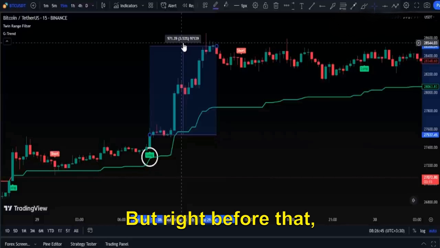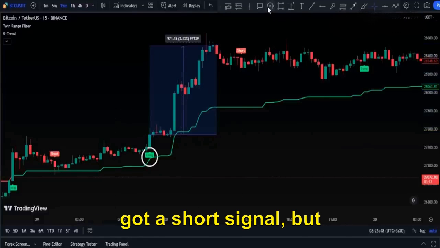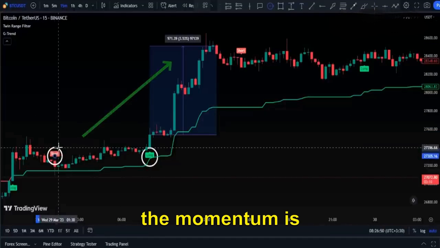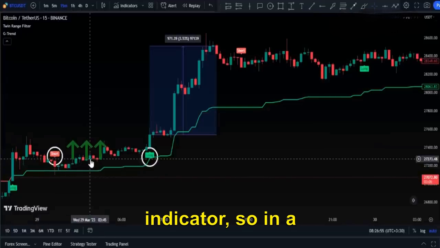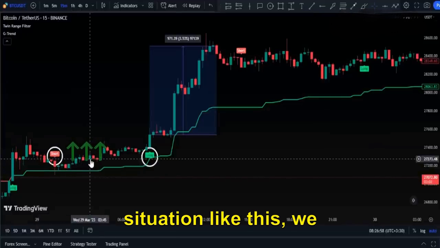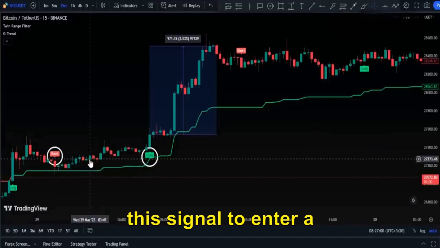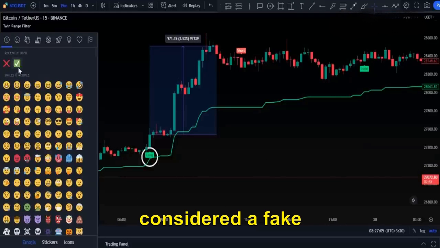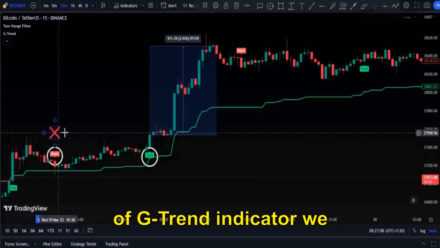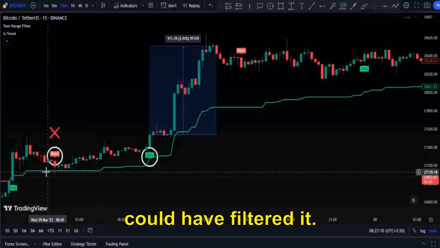But right before that, look at this signal. We got a short signal, but the momentum is upwards. Reason is that the price is above G-Trend indicator, so in a situation like this, we should not have used this signal to enter a trade, and this signal would have been considered a fake signal, and with the help of G-Trend indicator, we could have filtered it.